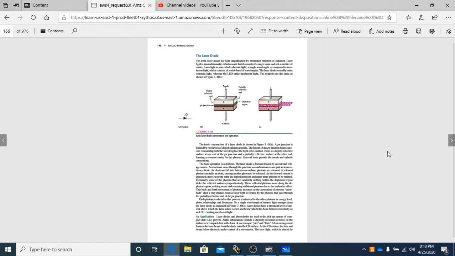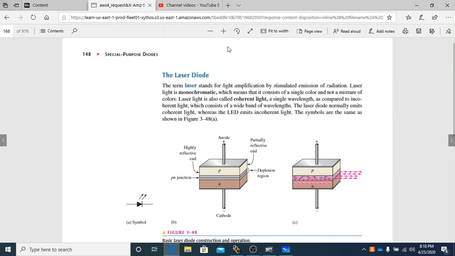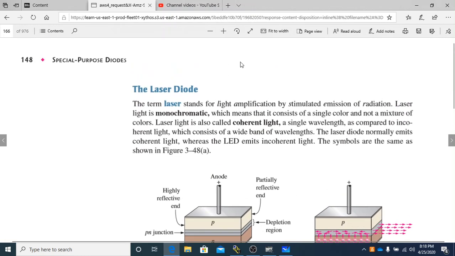It has a few other ones listed, but those are the ones we're going to be going over in particular. It starts out with the laser diode, on page 148 of your text. The term laser stands for light amplification by stimulated emission of radiation, as that is on a quiz. Laser light is monochromatic, which means it consists of a single color and not a mixture of colors, which we've also seen with LEDs. Laser light is also called coherent light, a single wavelength, as compared to incoherent light, which consists of a wide band of wavelengths. The laser diode normally emits coherent light, whereas the LED emits incoherent light.